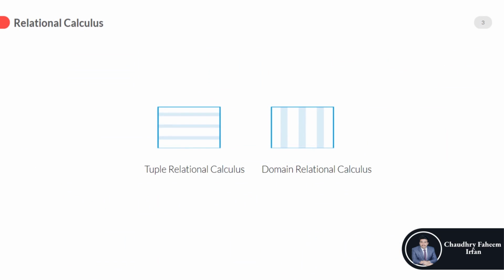And the second thing is relational calculus. There are two types of relational calculus: tuple relational calculus and domain relational calculus. In tuple relational calculus, we are focusing on how we can filter tuples, and in domain relational calculus we are going to perform operations and filter columns by using relational calculus.